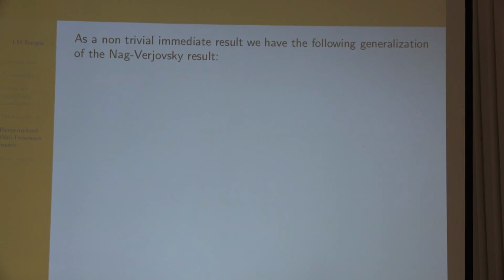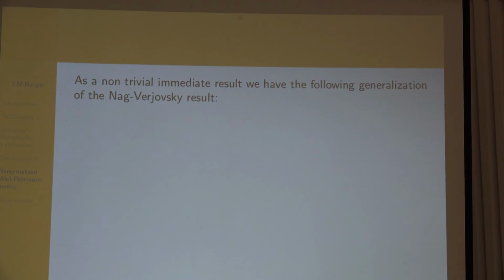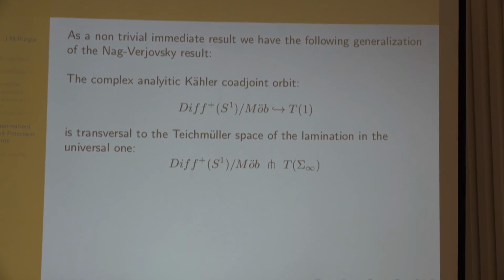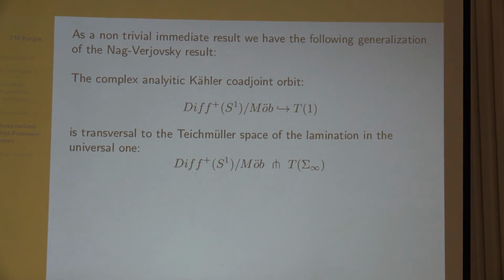As a non-trivial immediate result of that construction, we have a generalization of the Nag-Verjovsky embedding. Consider the complex analytic quad joint orbit, and it's a theorem that it embeds holomorphically and Kähler isometrically in the universal Teichmüller space, and it generalizes the previous result that it is transversal to the Teichmüller space of the lamination.